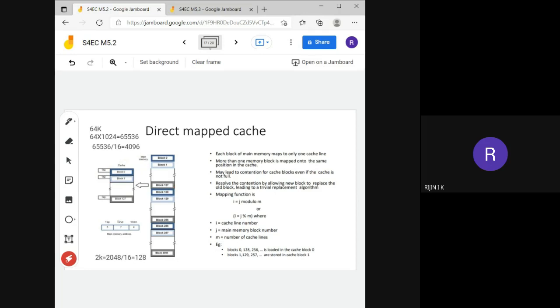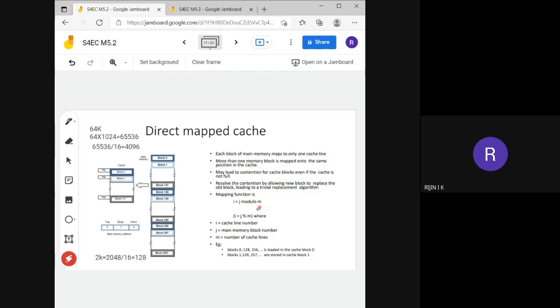In direct mapping, you need to remember the points: each block of main memory maps to only one cache line. More than one memory block is mapped into the same position in the cache memory. That may lead to contention for each block, even if the cache is not full. To resolve the contention, we allow a new block to replace the old block, leading to a trivial replacement algorithm.